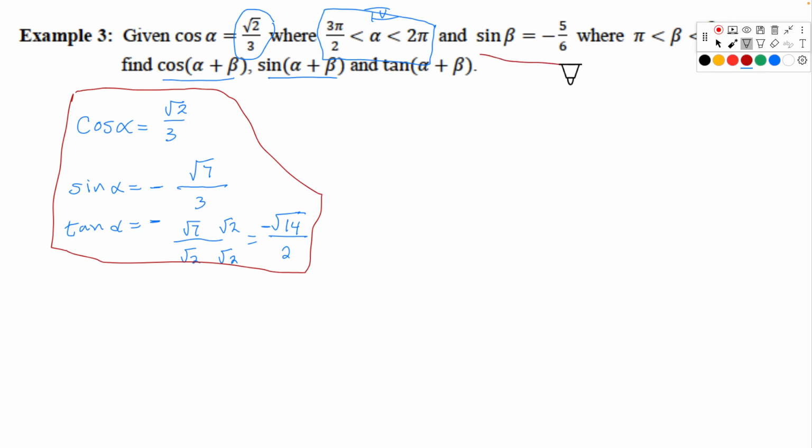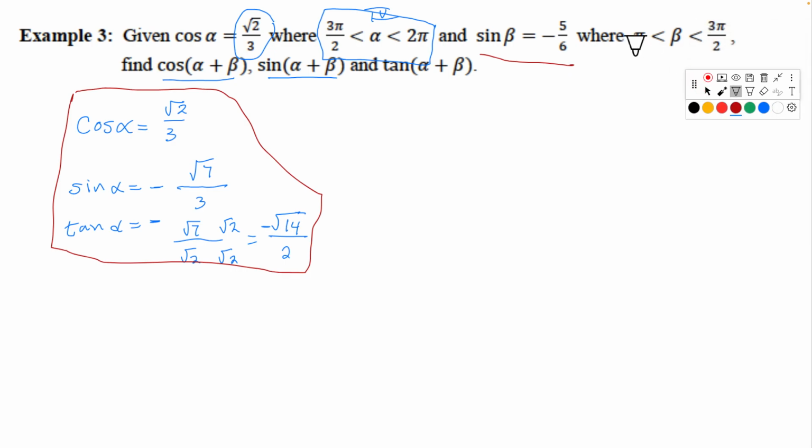Here's our beta. We're told that sine is -5/6, so that's opposite over hypotenuse. And beta, what quadrant is it in? That's between pi and 3π/2, so that's the third quadrant, right? So that's what this tells us over here: in the third quadrant, sine is negative, cosine is negative, tangent will be positive. So we kind of think through these.